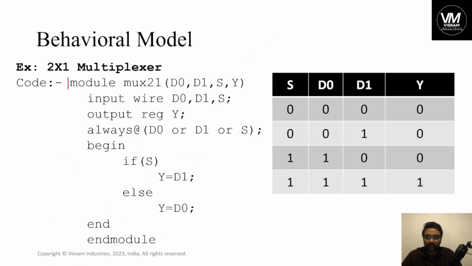First one is writing the module name and declaring the input and output ports. Now the second step is defining input wires and output registers. What are the inputs from here? You need to declare D0, D1 and S, and one output register. So you need to mention wire and register in this behavioral model.